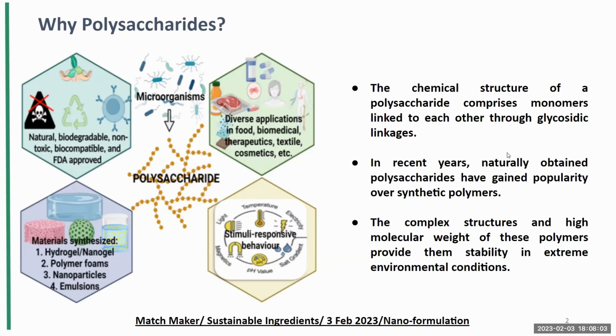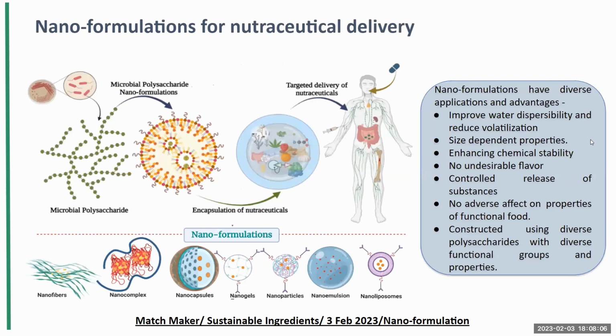Now, the target of the formation of this nanoemulsion is to encapsulate the nutraceuticals for targeted delivery of them. These nanoformulations are expected to improve water dispersibility and reduce volatilization, as well as enhance the stability of the molecules and reduce the undesirable flavor and taste. It can be controlled release also, and it will not have any adverse effect on the functional foods. Now, these different polysaccharides are used for making such kinds of nanoemulsions.